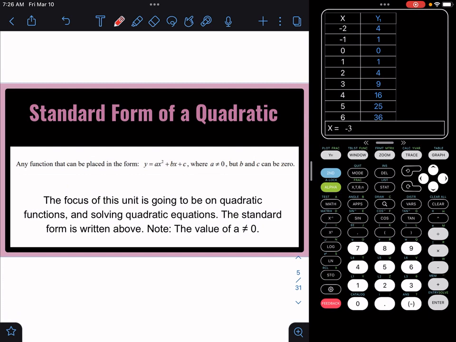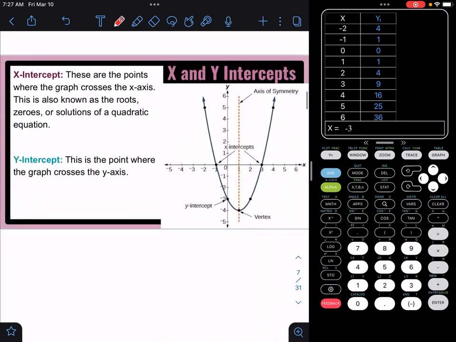And the focus of this unit is that we're not only going to learn how to graph these quadratic functions, we're also going to learn how to solve them. And we want to always try to write them in standard form. Alright, so let's look at the first two things we could be asked.